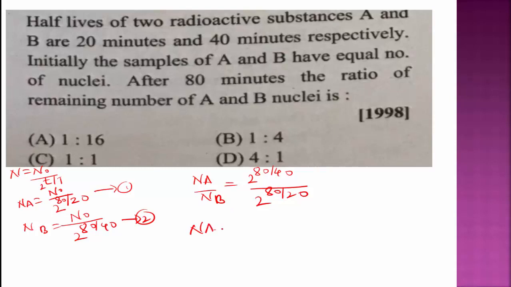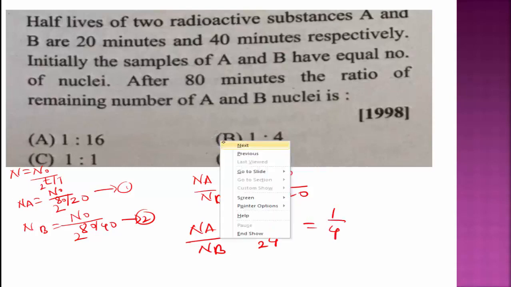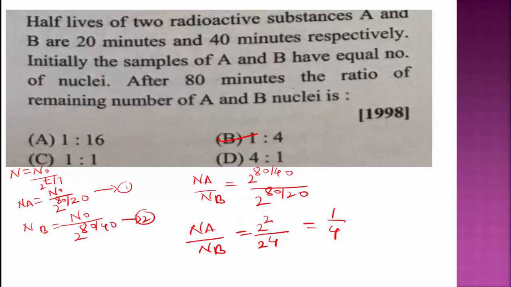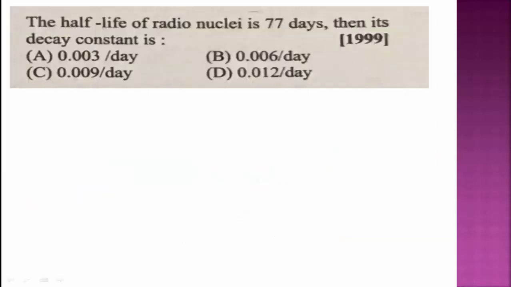Now we get the ratio of the two radioactive substances, that is Na divided by Nb is equal to 2 square divided by 2 to the power of 4. It is 1 by 4. Option B is the right answer.